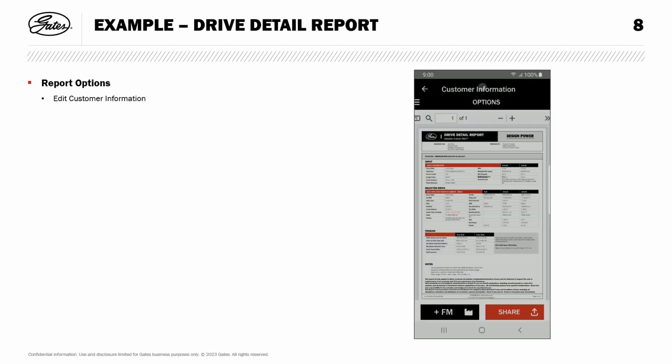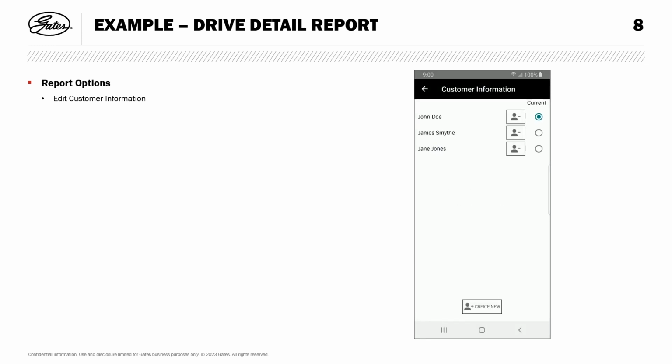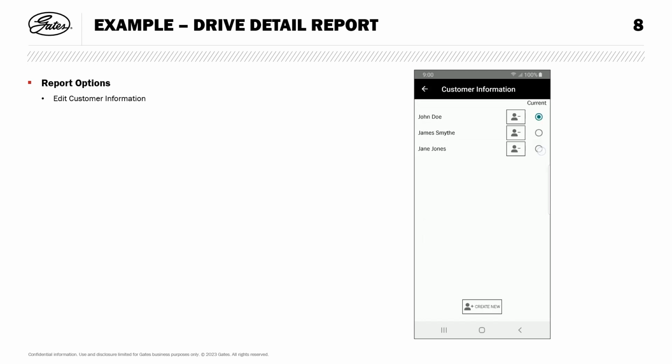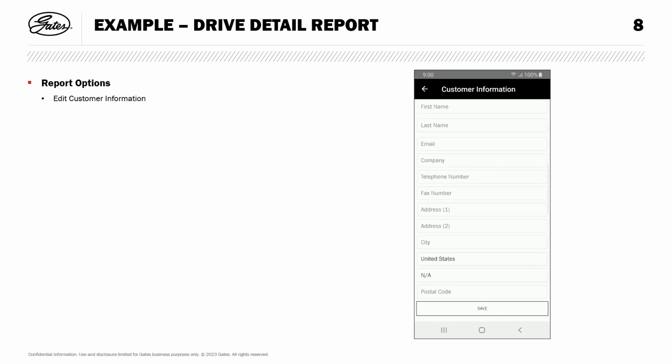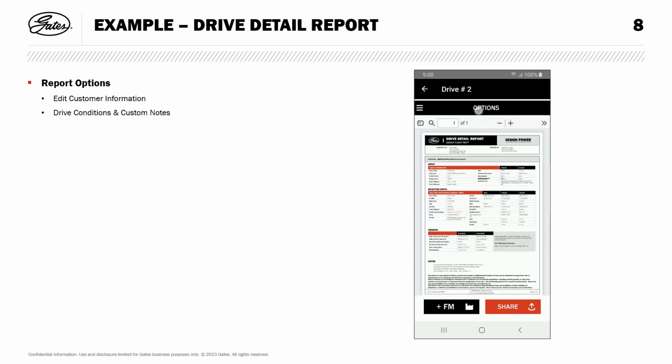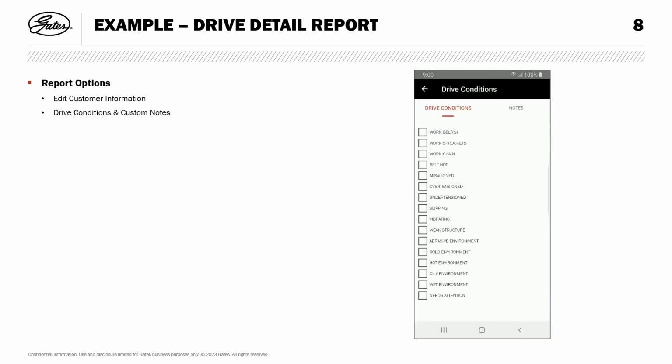Customer information is where we can select and modify details for the top of the report. I've tapped the button and I can select from existing customers or create a new one. You'll see my selection applied to my report header. Under Drive Conditions, we can add notes about our drive's environment. I'm going to select Cold Environment because I know it gets chilly in Fairplay, Colorado, where our customer is located.